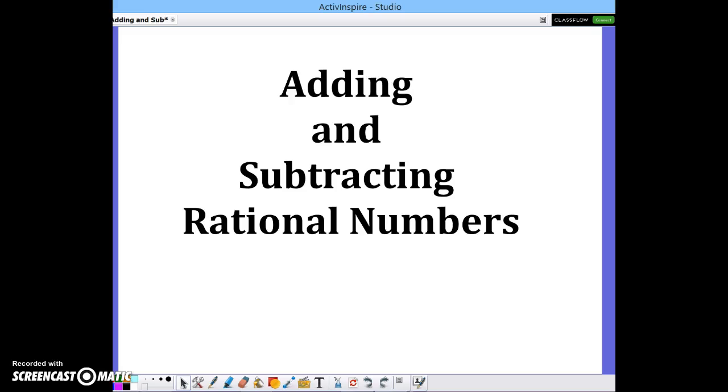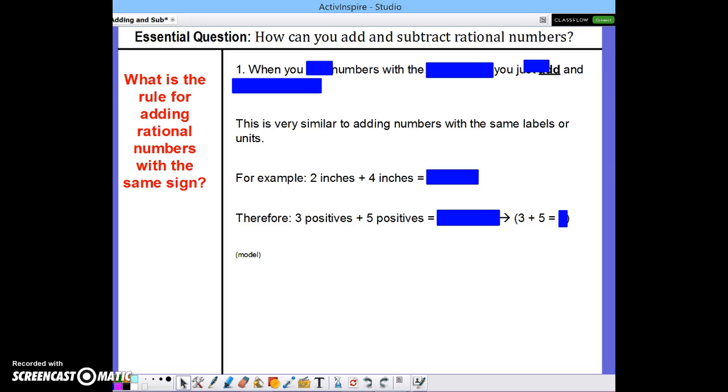Today we're going to have more practice with adding and subtracting rational numbers. Our essential question is, how can you add and subtract rational numbers? So we're going to start with our first rule. It says, what is the rule for adding rational numbers with the same sign? By sign we mean positives and negatives.